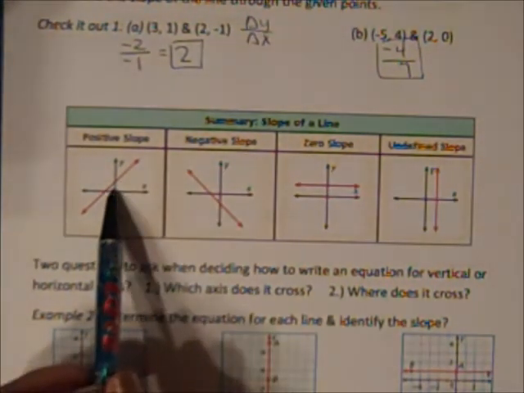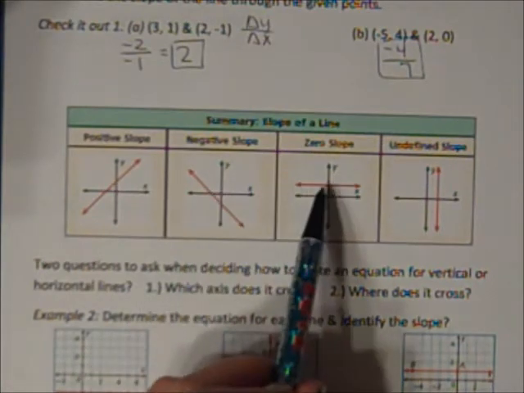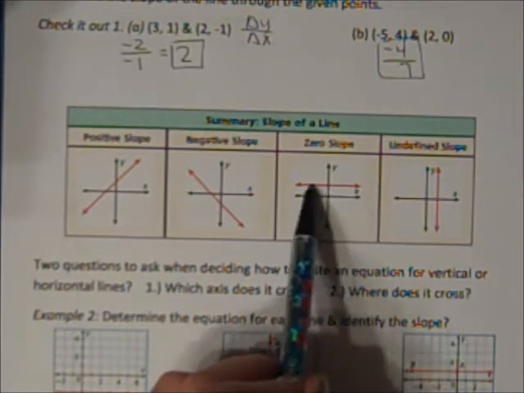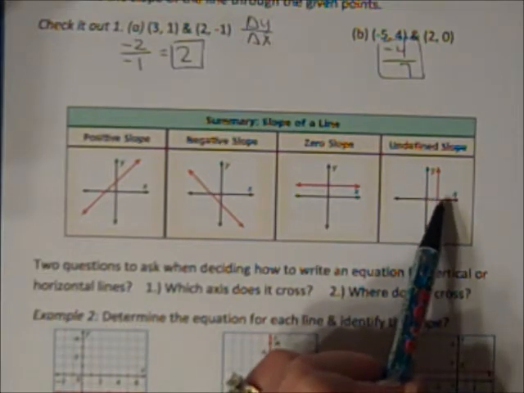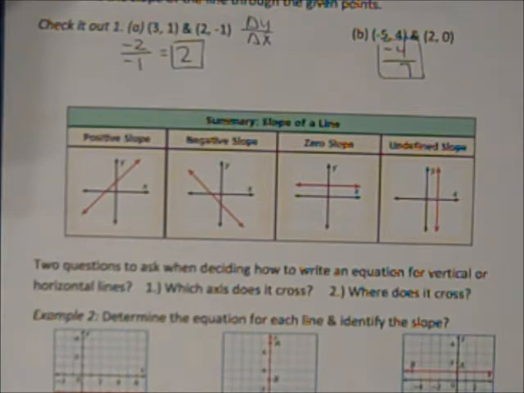Okay, summary of a slope of a line. So if it's going up, it's positive. Down, it's negative. Straight across is a 0 slope, and straight up and down is an undefined slope. Okay, this is a horizontal line that has a 0 slope, and this straight up and down is a vertical line with an undefined slope.